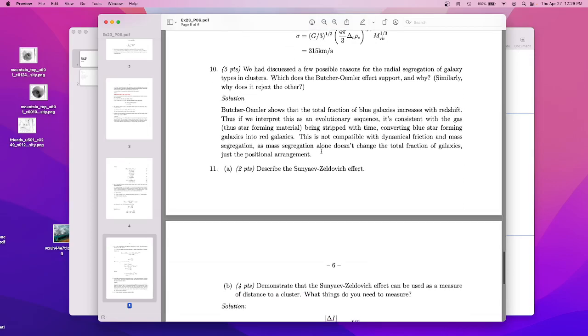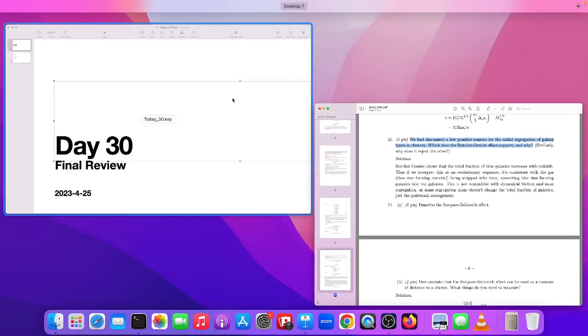All right. Almost done. 2 more left. Okay, we had talked about radial segregation of galaxies. So this plot, actually, I'm going to fire up.